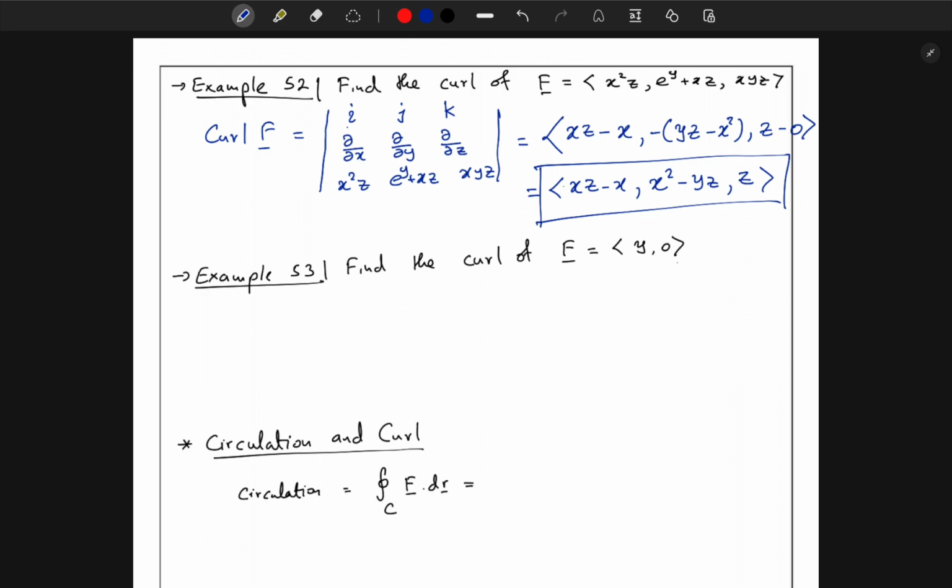Example 53, find the curl of y comma 0. Okay, so let me draw a picture. Now the x component is the y value. So on x-axis it's 0. If I move 1 towards y, you get arrows of length 1. If you move 2, you get arrows of length 2. And if you go further, you get much larger arrows. And if you go negative, the directions change.